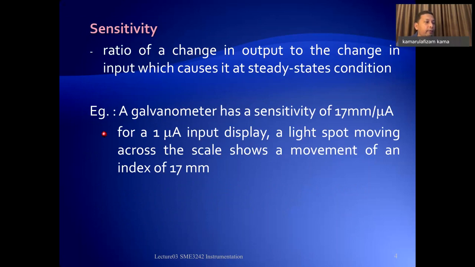Okay, next we have sensitivity. Sensitivity is basically the ratio of change in the output to the change in the input, which causes it, under steady state condition. For example, here a galvanometer has a sensitivity of 17 millimeter per microampere, meaning that for every 1 microampere input, you have a 17 mm change in the output. This is consistent for all ranges of input. If you give 10, if you give 20, you can predict the output, how many millimeters the light spot moves across the screen scale, for example. For any given 1 microamp change, you will have an output change of 17 millimeters. So this is sensitivity, meaning that your equipment is sensitive to 1 microampere input, which gives out a 17 millimeter change.